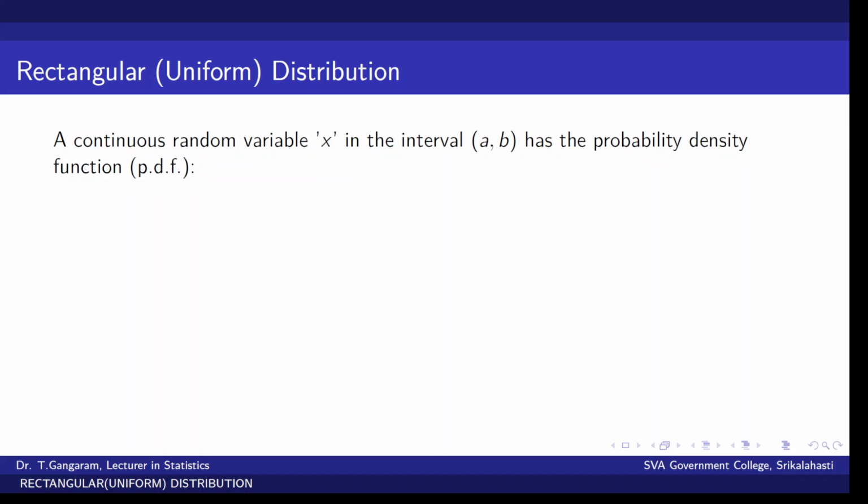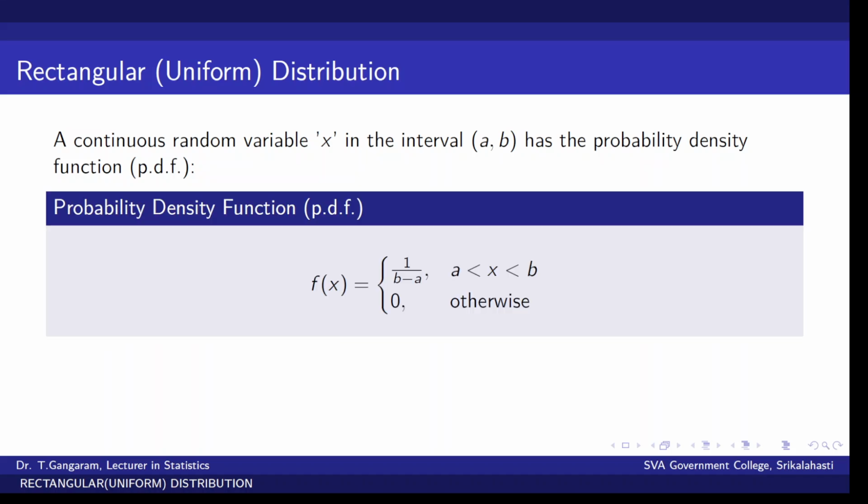A continuous random variable x in the interval a to b has the probability density function f of x equal to 1 by b minus a. The range of x lies between a and b. Here the lower limit is a and the upper limit is b. The variable x lies in the range a to b only. It is equal to 0 otherwise.